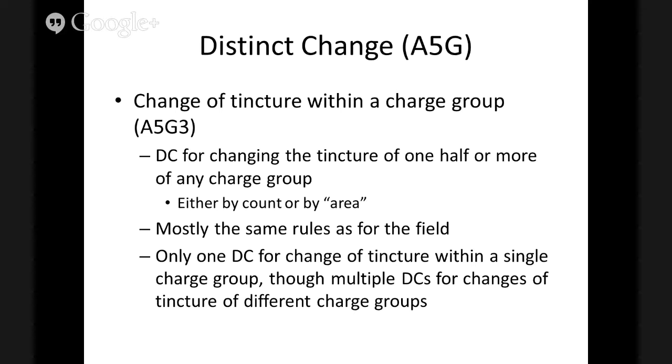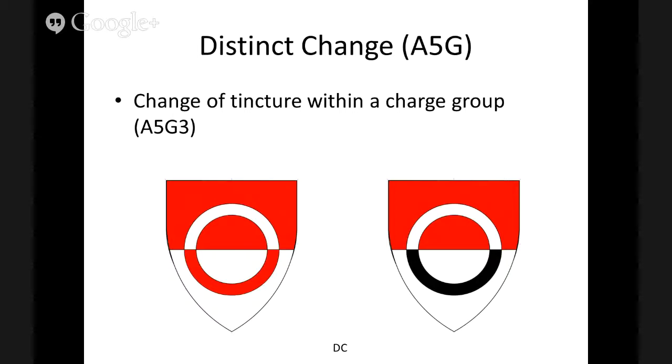And much like for the field, you can only get one DC for a change of tincture within a single charge group. Now you can have multiple DCs for changing tinctures of different charge groups, but at most one within a group. So, somebody blazon the first one.